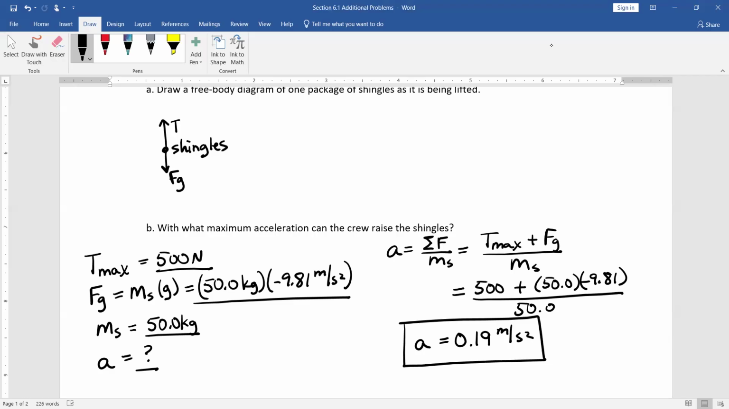And again, the acceleration is not the velocity. So that means they can keep increasing their speed, but only at an acceleration of essentially 0.2 meters per second squared.